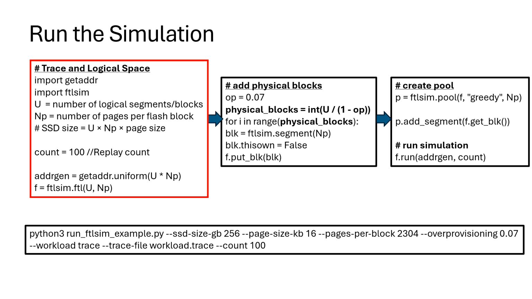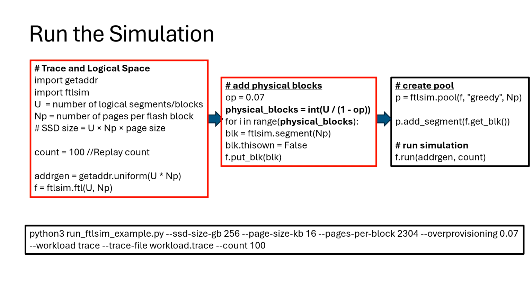Okay, so now we are ready to run a full-fledged simulation. The first thing is we have to get the trace and define the logical space or the SSD setup. We can define that with this small snippet, and then we have to tell what the size of the physical block is and what the over provisioning factor is, so that we can allocate the logical and physical spaces, and define the block size.